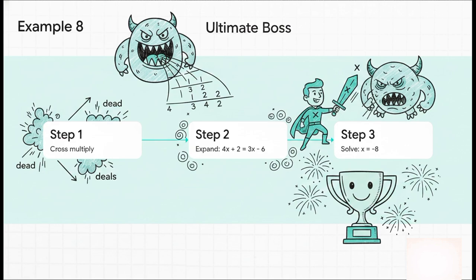Dead. Step 2. Expand the brackets, exactly like we did back in level 3. From there, it's really just a matter of sliding your variables to the left and your numbers to the right to get your final answer of -8. The boss is defeated. Even the absolute scariest equations just collapse when you stick to the rules.